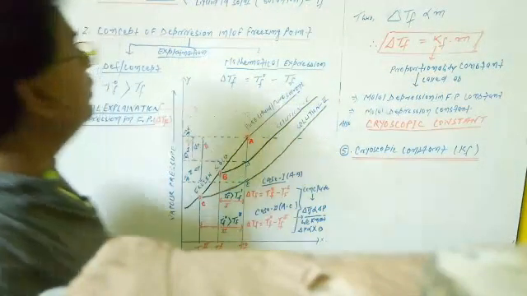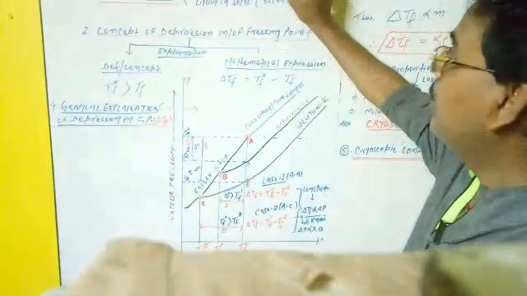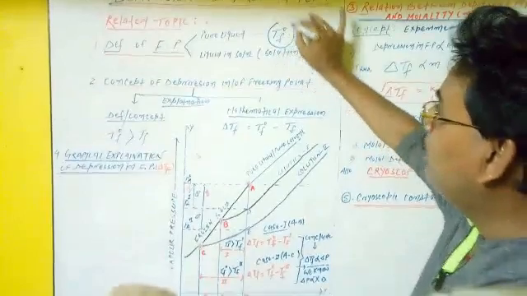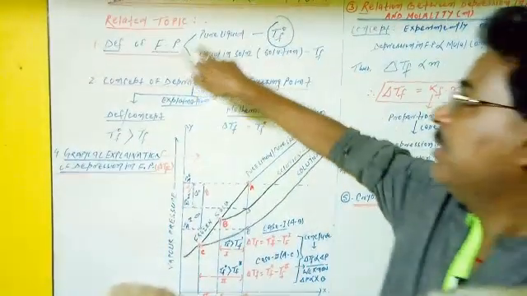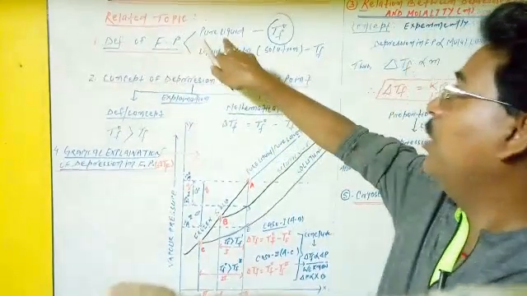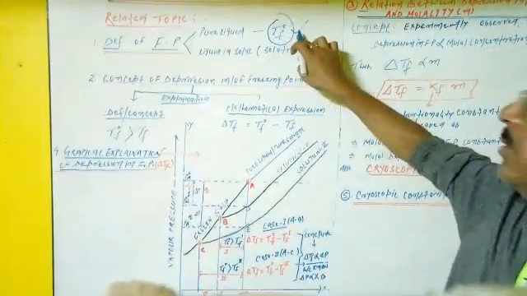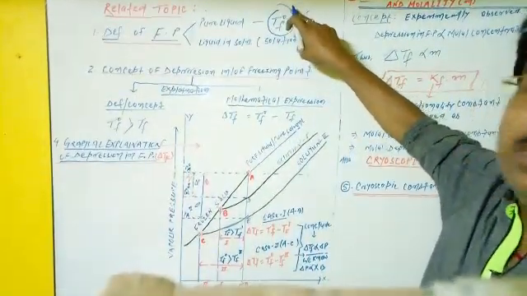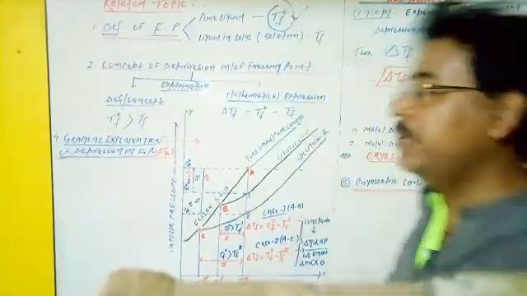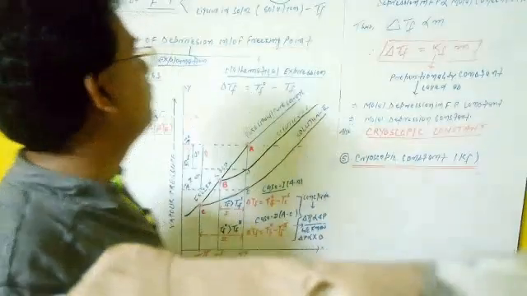Now the freezing temperature of the pure liquid is denoted by T naught F. Again we repeat, the freezing point of pure liquid is indicated by T naught F. T means temperature, F means freezing point, naught means in the pure state. So T naught F indicates the freezing point of pure liquid.